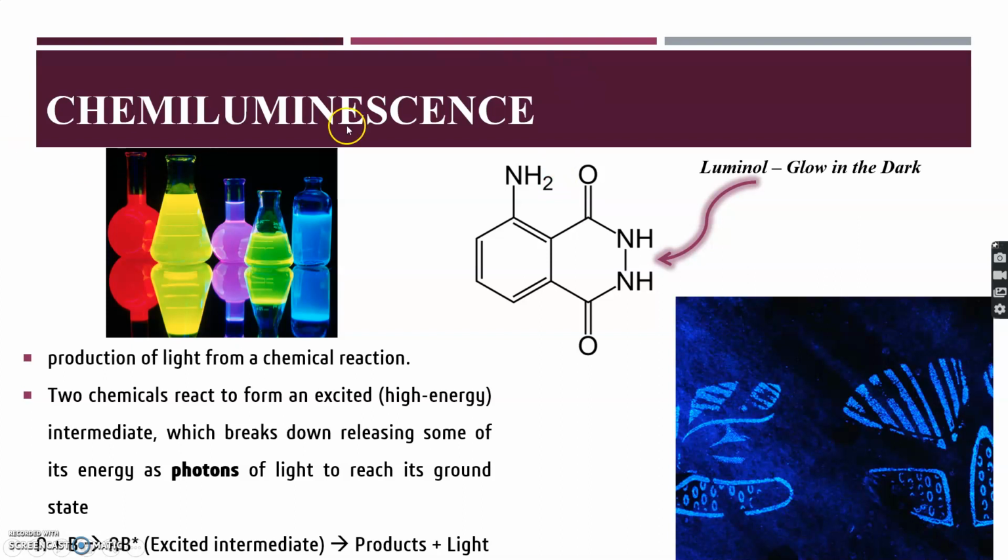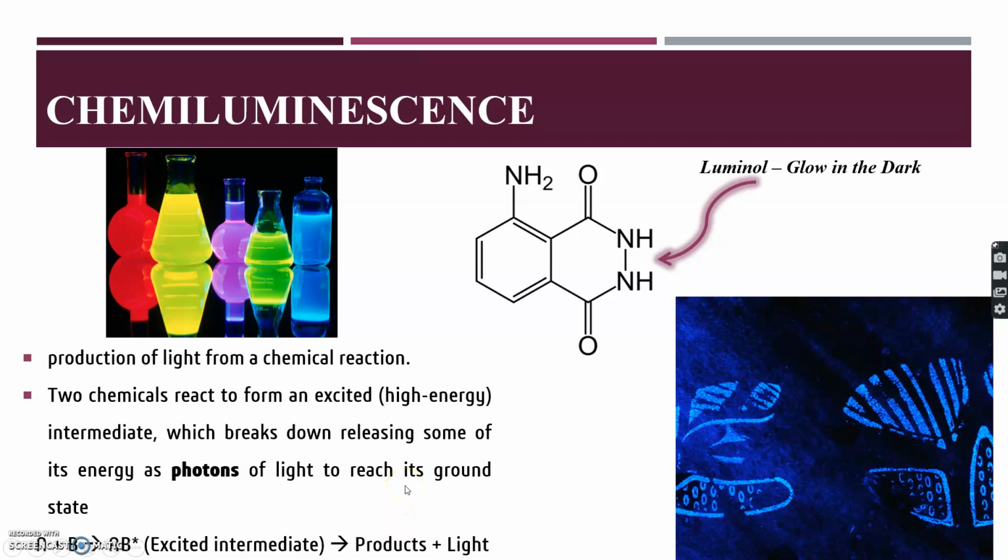Chemiluminescence. This is the process of production of light from a chemical reaction. That is, a chemical reaction takes place in which A and B form AB star. Here AB star is an excited intermediate. This excited intermediate breaks down into product, and during this formation of product it releases some of its energy as photons or light.